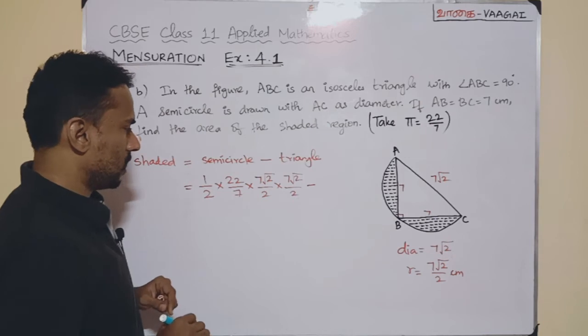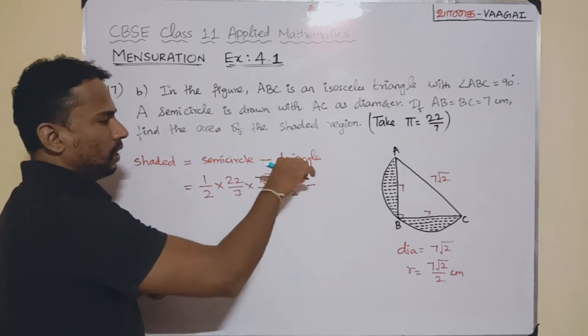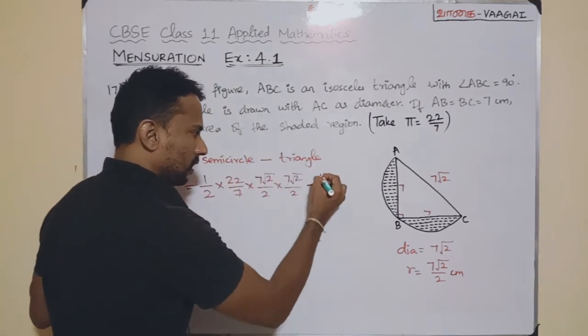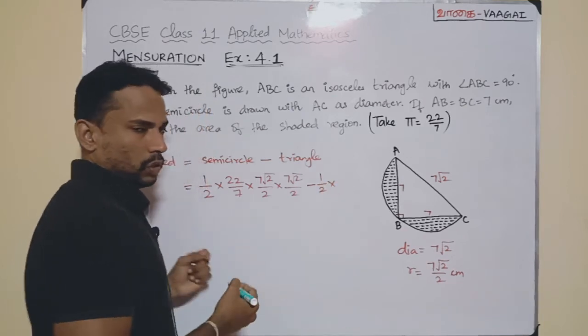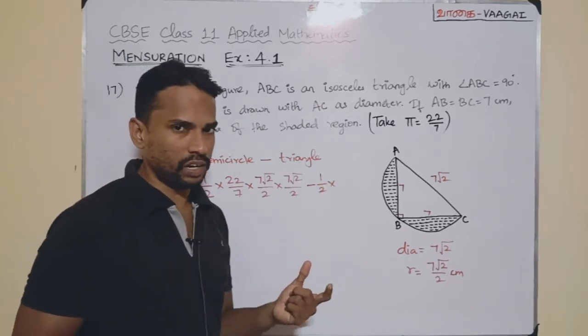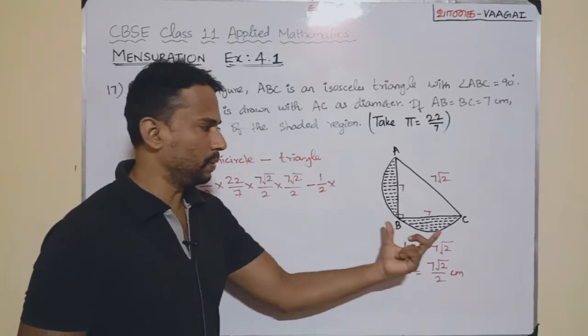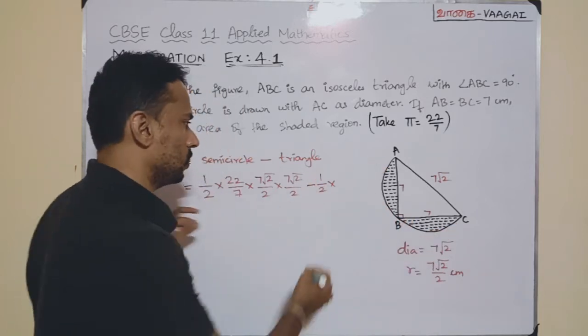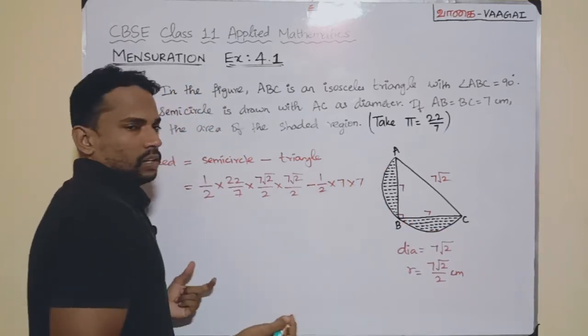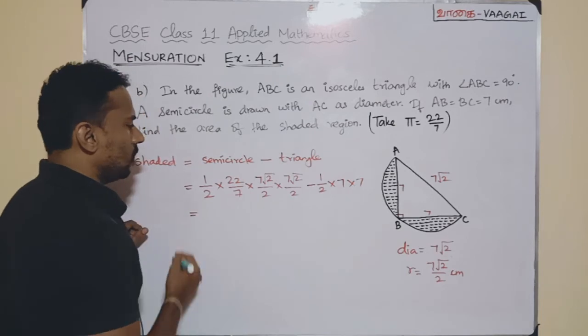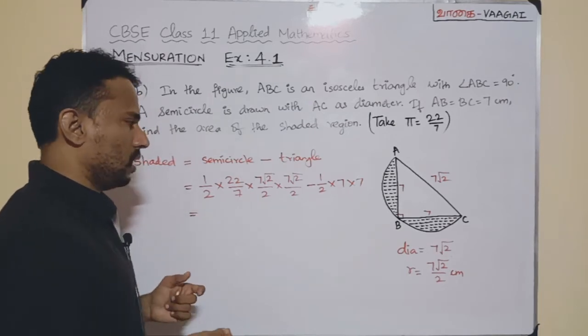Now what next I can do here is area of the triangle. Now what about the area of the triangle? This will be half into base into height. Now what about the base and height of our triangle? It's a right angle triangle, so base is also 7, height is also 7. So half into 7 into 7. That's it, very simple. Now let's clearly simplify this in order to get the answer.